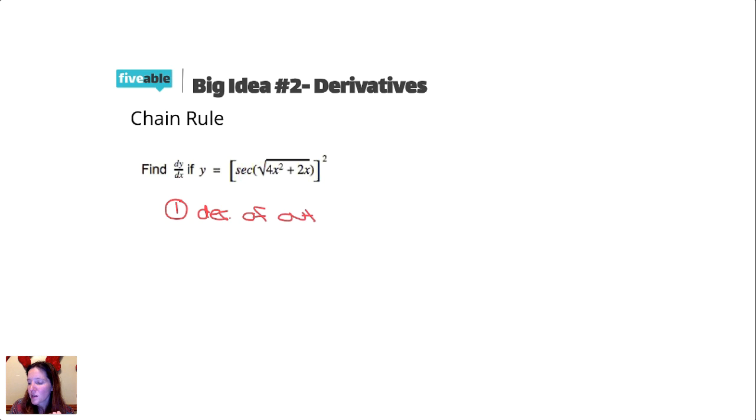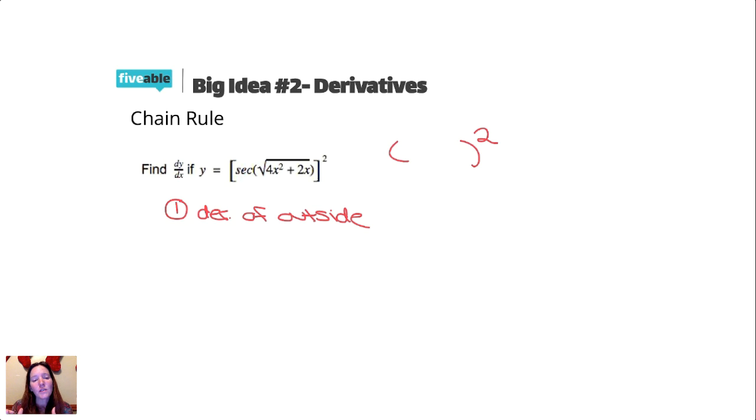So what I usually tell my students is first you want to determine what's the outside and what's the inside. We start all the way outside. So my outside function is what I like to say something squared, right? The squared part is the outside function. The something inside doesn't really matter right away.